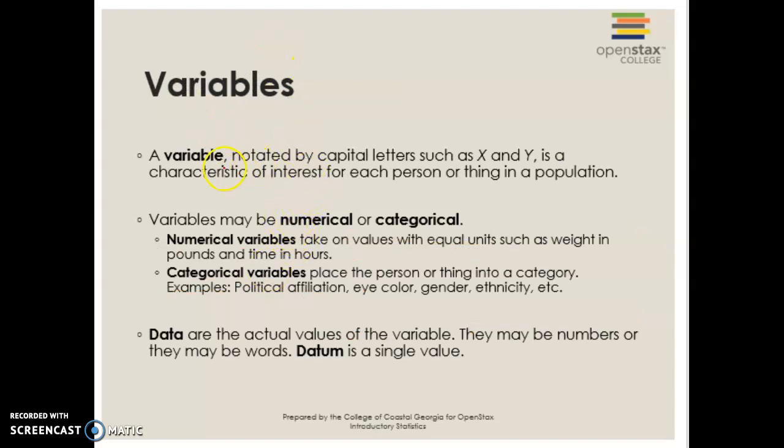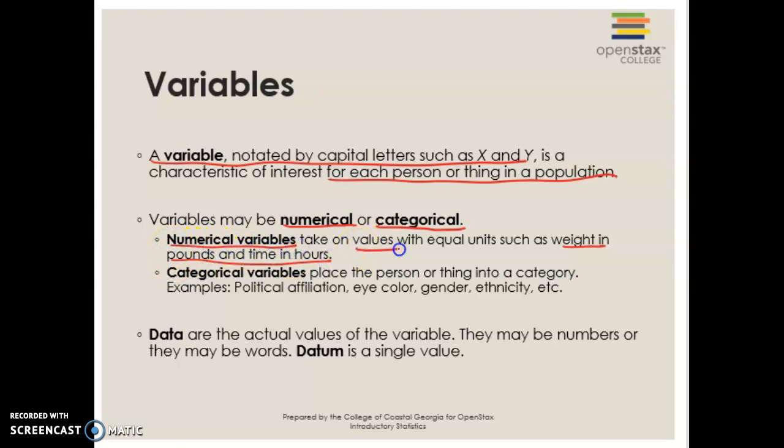A variable, notated by capital letters such as X and Y, is a characteristic of interest for each person or thing in a population. Variables may be numerical or categorical. Numerical variables take on values with equal units such as weight in pounds and time in hours.